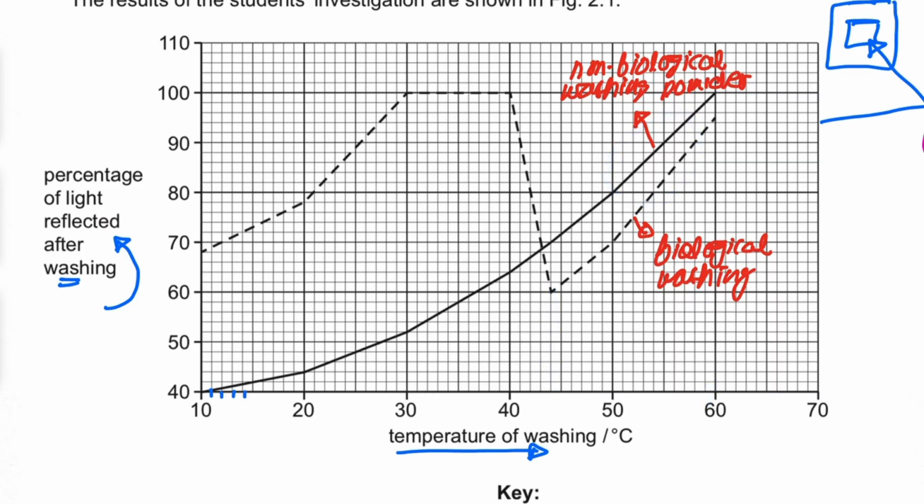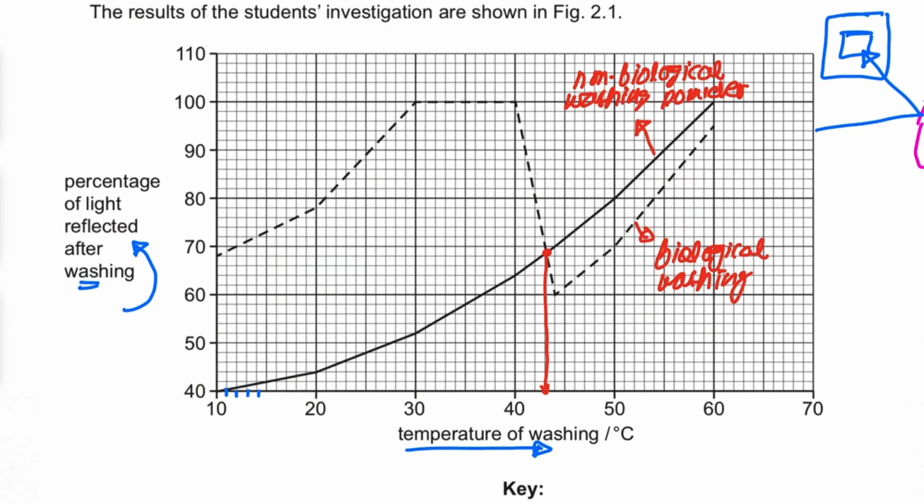So this is an indicative point: when I fluctuate the temperature from 44 up to 60 degrees centigrade, we don't see much difference between the biological and non-biological washing powder in removing the stains. At the point where both curves intersect, nearly around 43 degrees centigrade, the ability of non-biological and biological washing powder in removing the stain is the same, because we have the same value of light being reflected, which comes to nearly 69.5.